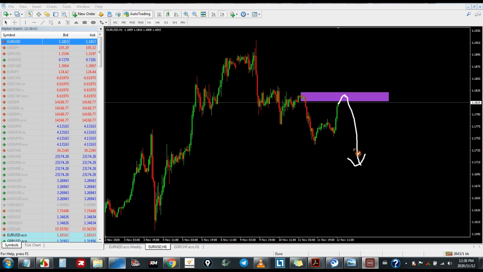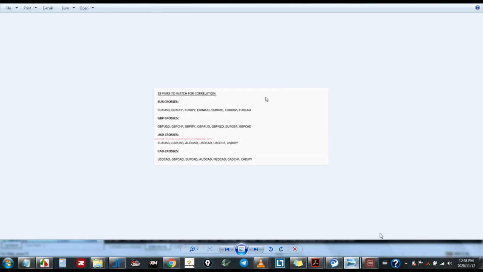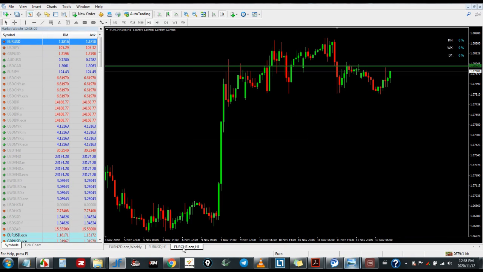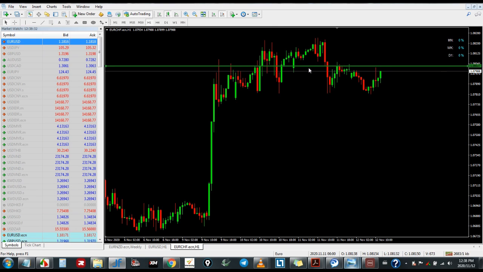And I will tell you another mistake that you are not allowed to do when you are trading or when you are taking currency correlation into perspective. So here is my currency crosses. So if I want to trade Euro USD, at least EURUSD, EURJPY, EURCHF is what I'm supposed to look at. So I have EURUSD. Okay, so on this EURUSD, let me see if I can find a clear supply zone.